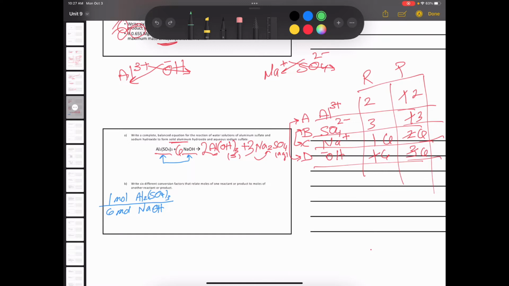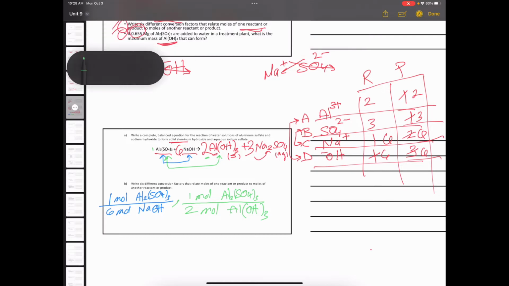So now the next one that I'm doing is I will do the aluminum sulfate with the aluminum hydroxide. And I can tell here that for every 1 mole of aluminum sulfate, the reaction will yield 2 moles of aluminum hydroxide. Right? I'm starting with 1 mole and I'm finishing with 2 moles of aluminum hydroxide.